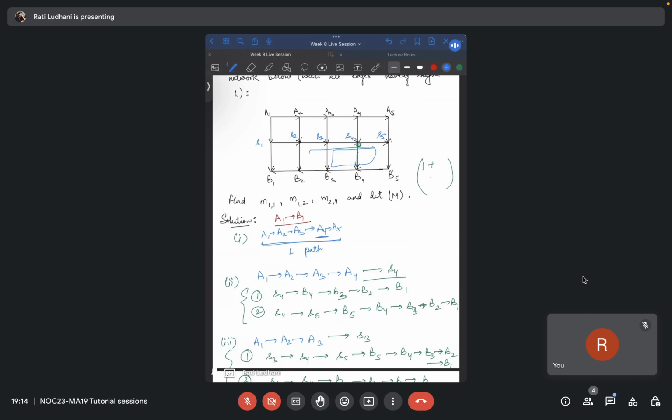Or this box. In all of them, you just need to go one step downward. Whatever path you choose, you have to go downwards one step, right? For example, if you have a grid like this, and you want to reach from here to here, how many paths are there? You need to go two steps downwards and two steps on right. So this will be 2 plus 2, choose 2, right?